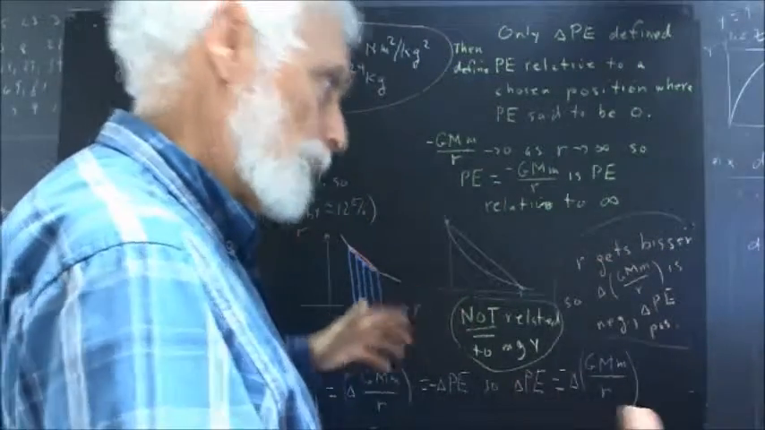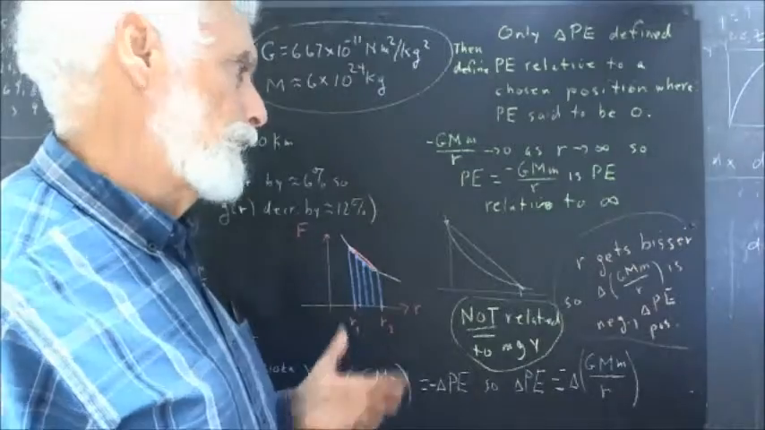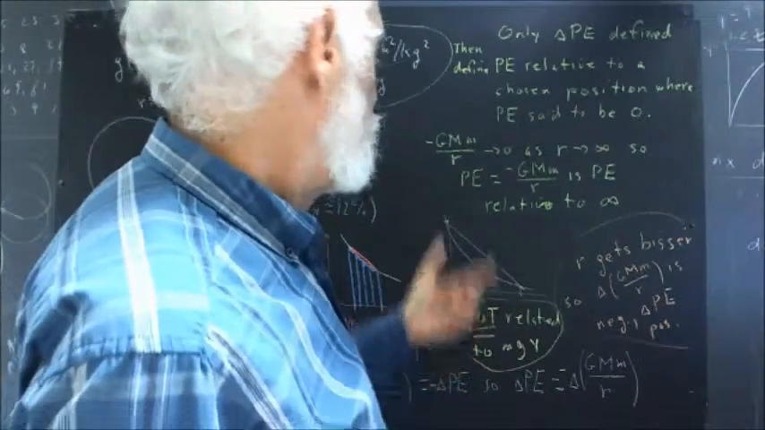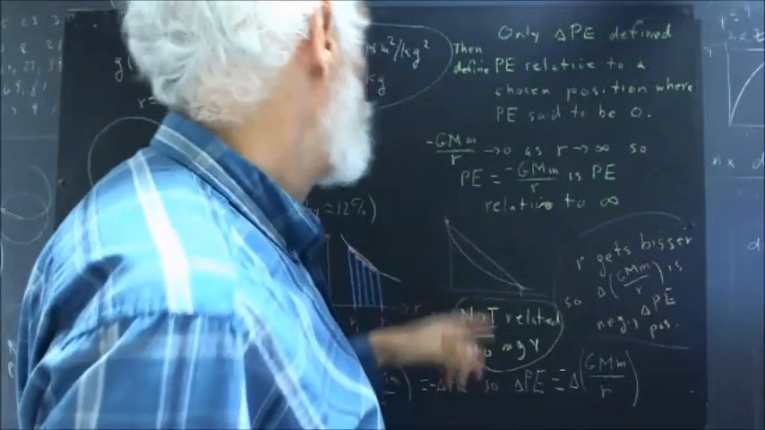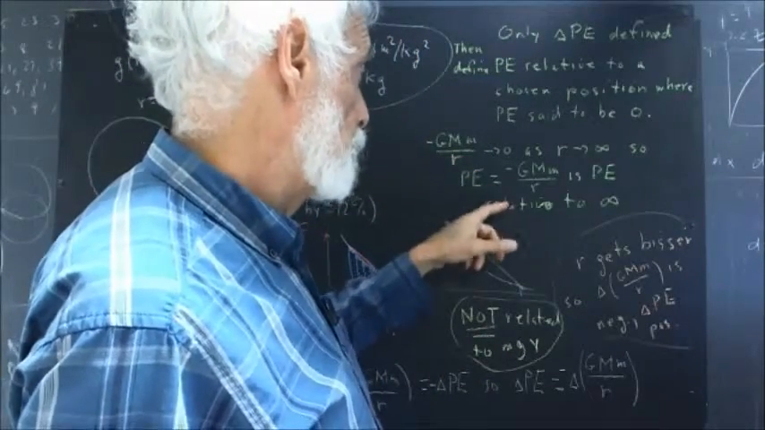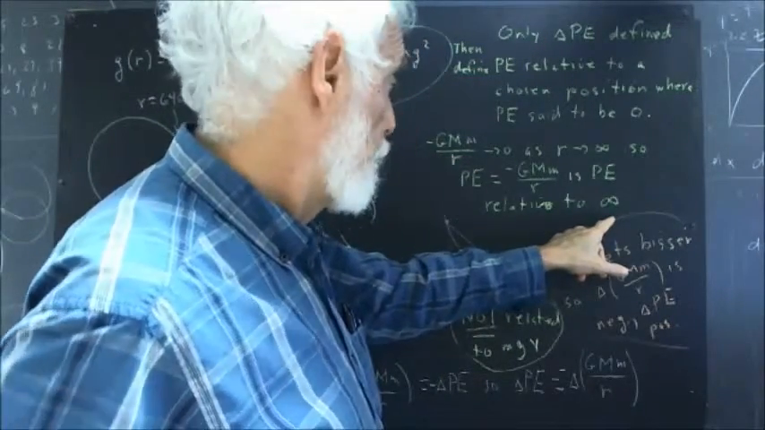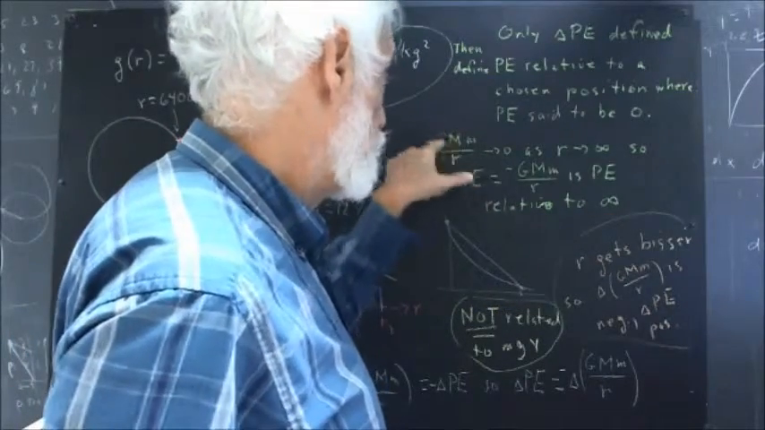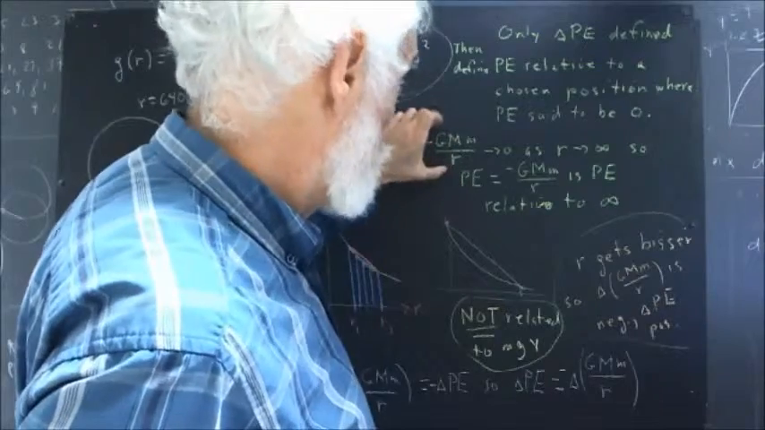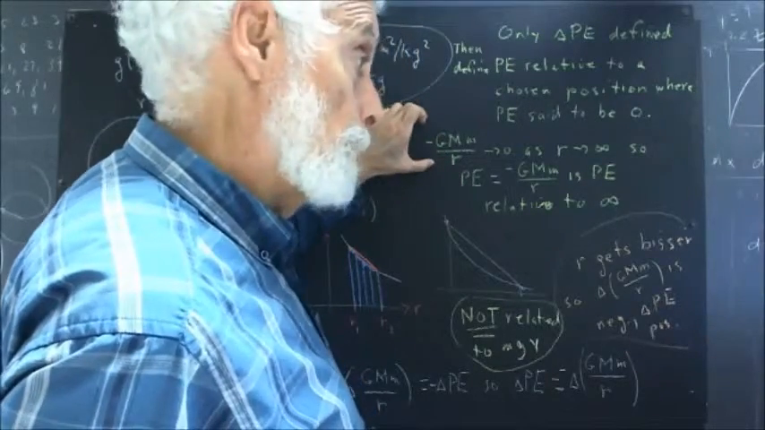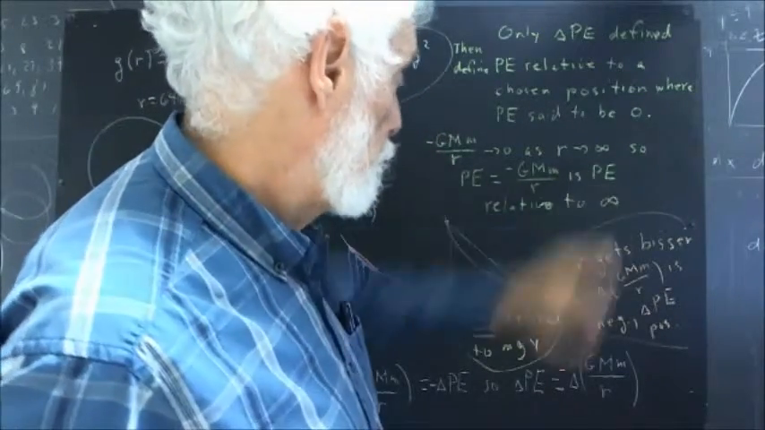Although we can only approach infinity, we can't reach it. It's not really a position. But we measure our potential energy relative to our chosen position. We're going to measure the potential energy here relative to infinity. And since this expression itself approaches 0 as R approaches infinity, this is going to be our expression for the potential energy relative to infinity.